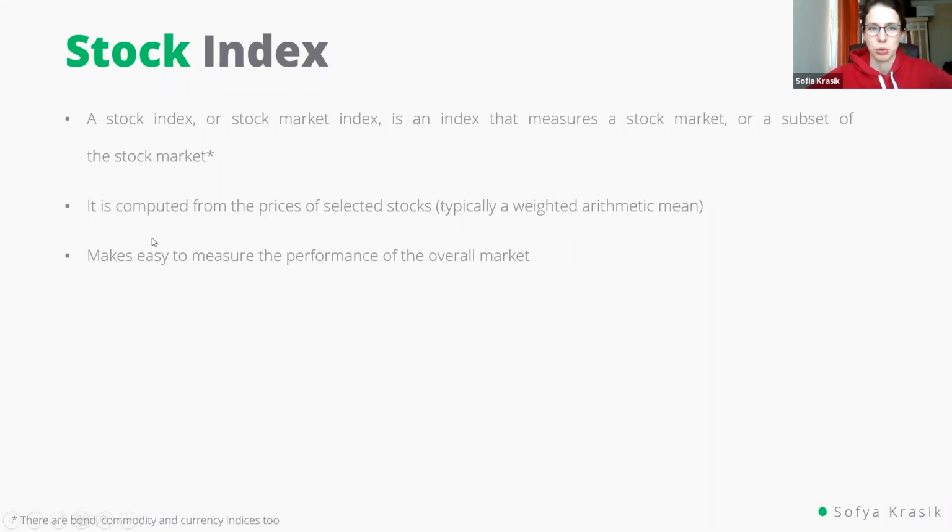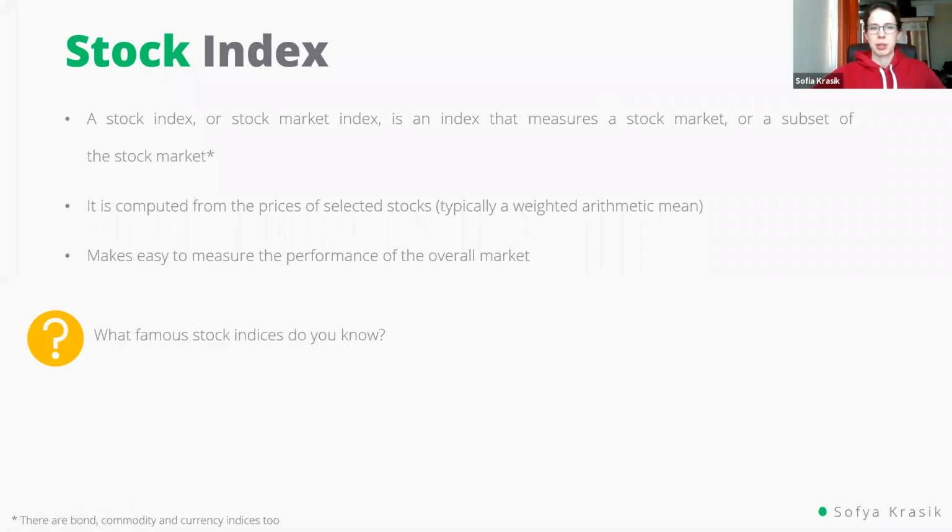And why do we need stock indices? Because it makes it easier to follow and measure the performance of the overall market, and easier to understand what's going on in the market in general. So you don't need to check every company separately. You may just Google a stock index, look into it, and understand what the market condition is right now. There are not only stock indices, there are also bond indices, commodity indices, and currency indices, but stock indices are probably the most well known.